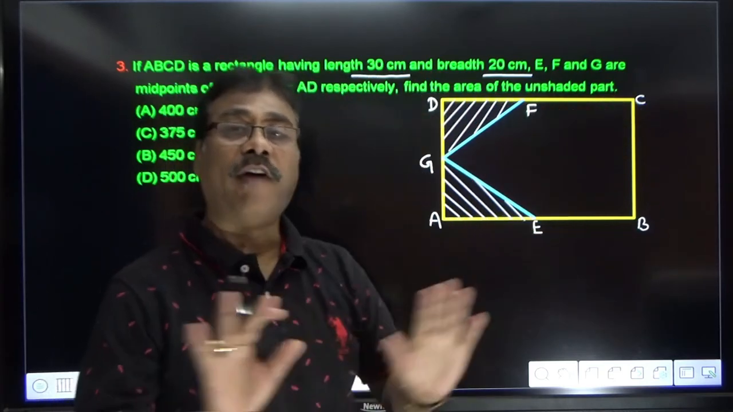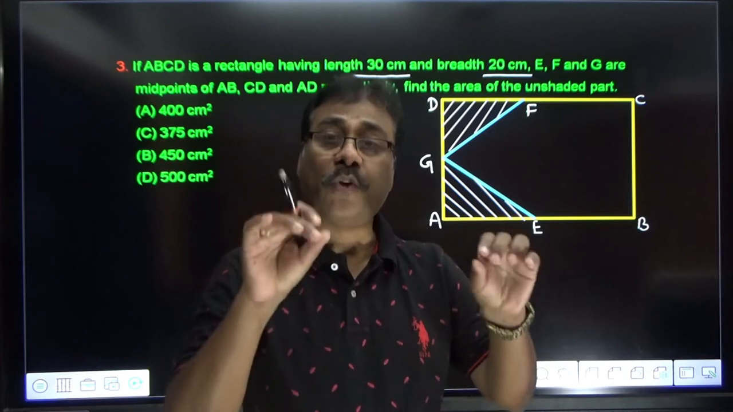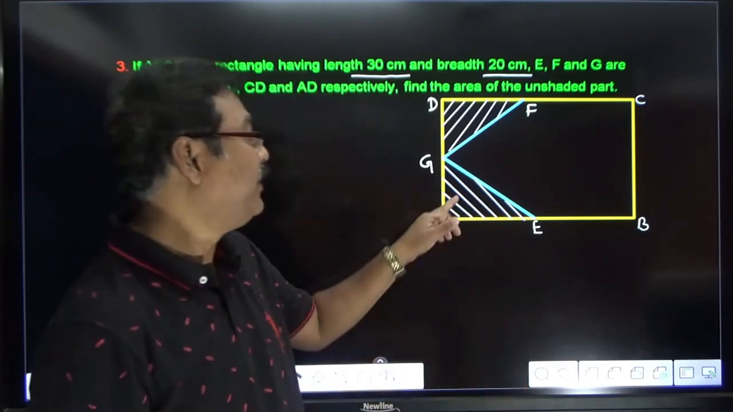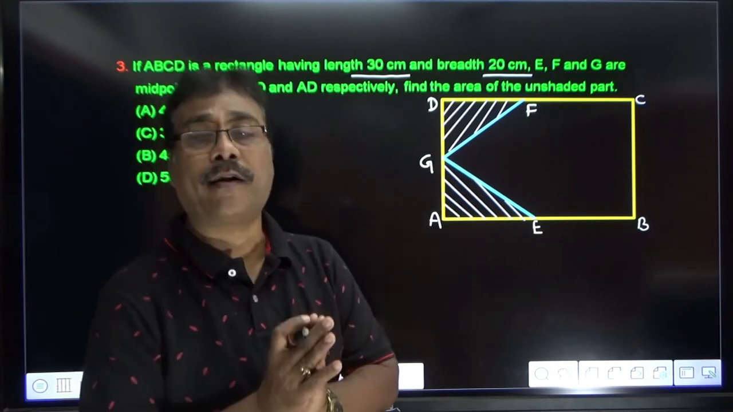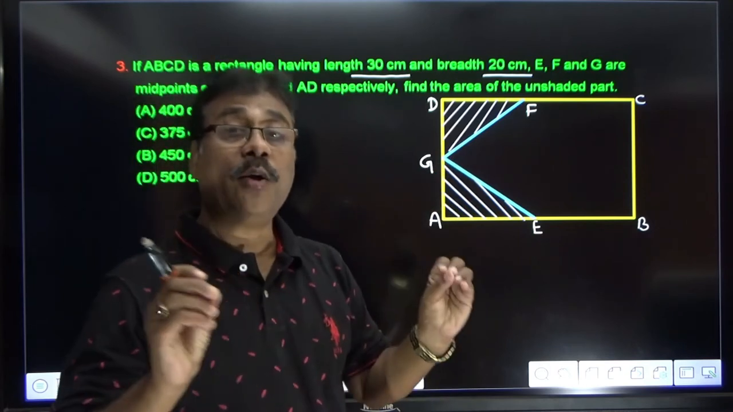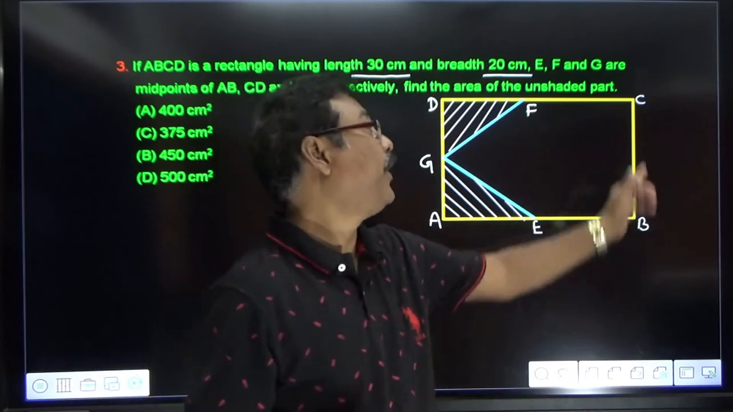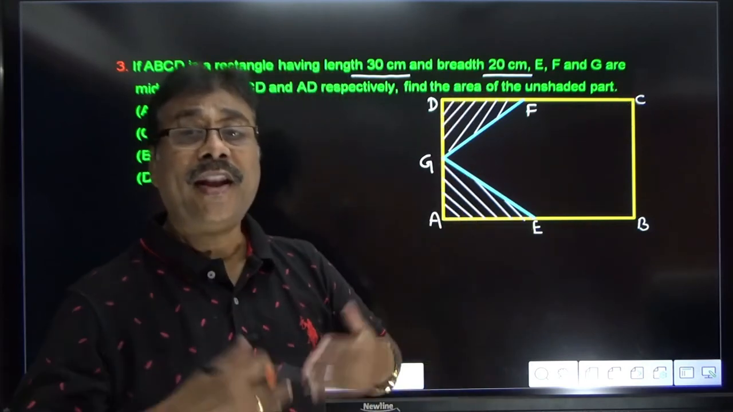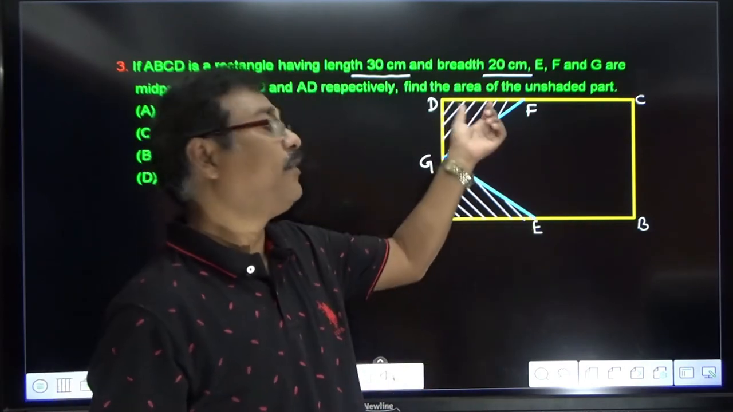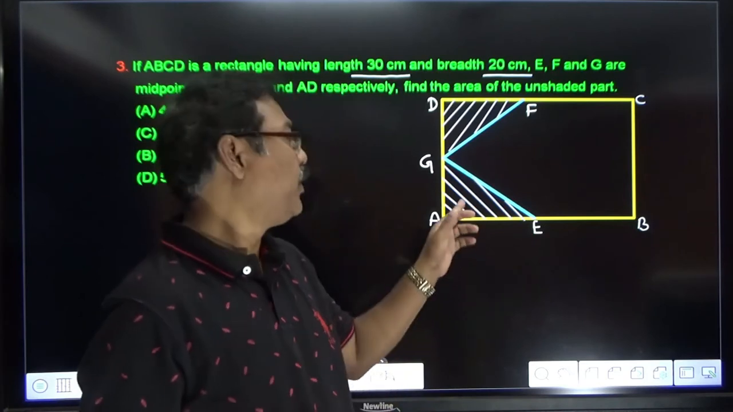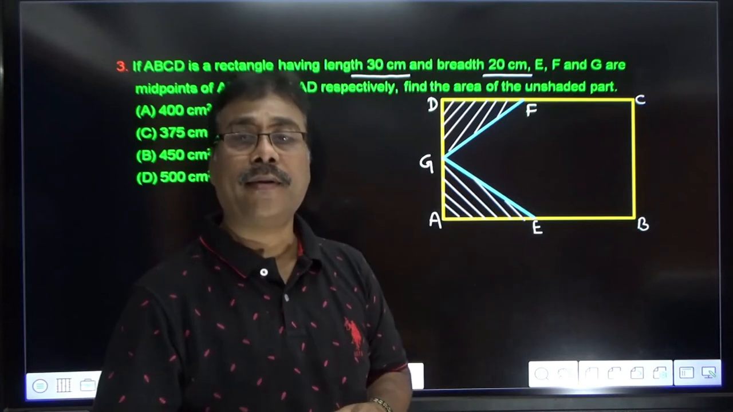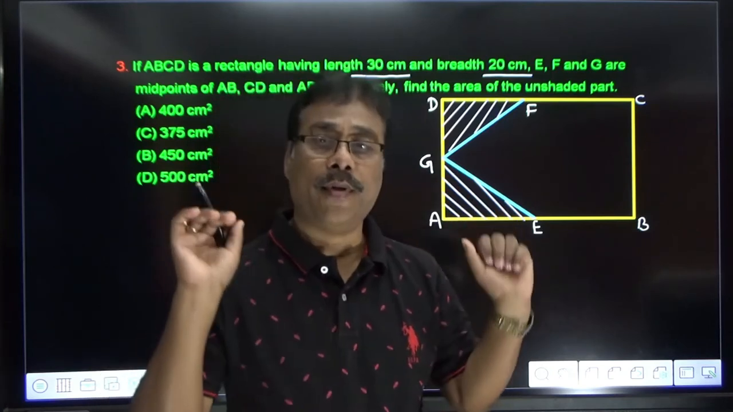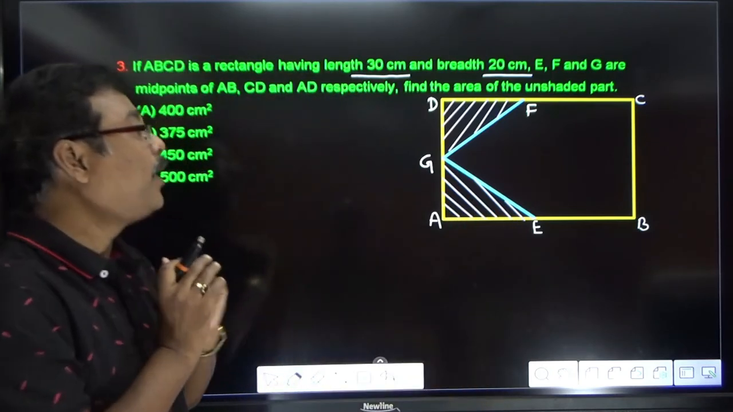ABCD, total area I will find out. Then I will subtract from that. This area I don't need, this area I don't need. So these two areas I will have to subtract. So what is the procedure? First of all, I have to find the area of ABCD. Then I will have to subtract the area of this plus this. Because both areas are equal, I can multiply 2 with area 1. Alright? Now, let us see how we will find out the area of ABCD.